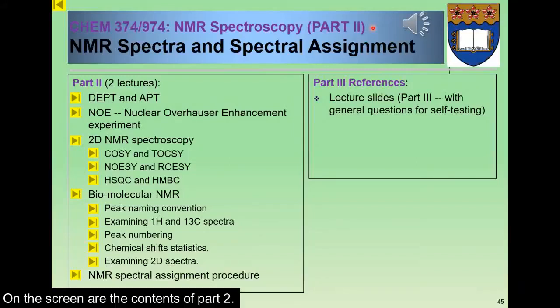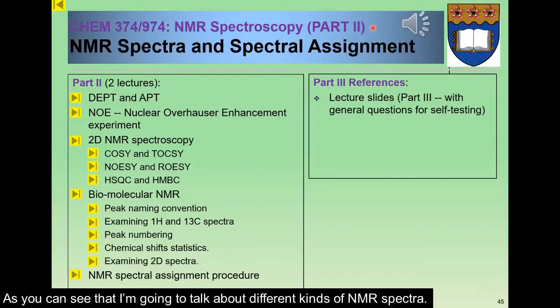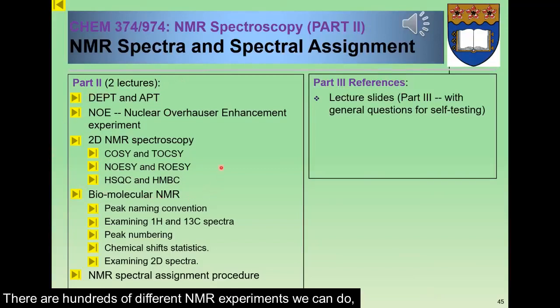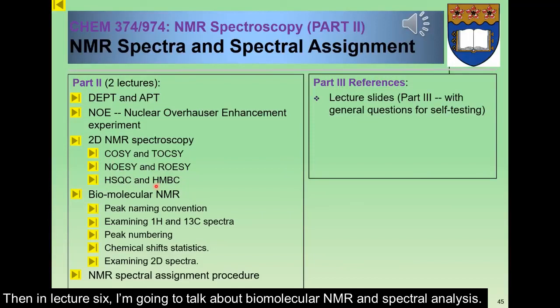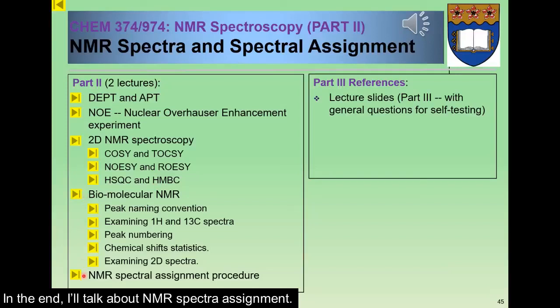On the screen are the contents of part 2. As you can see, I'm going to talk about different kinds of NMR spectra. There are hundreds of different NMR experiments we can do, but only those that are used most commonly are introduced, including DEPT, APT, COSY, TOCSY, NOESY, ROESY, HSQC, and HMBC. Then in lecture 6, I'm going to talk about biomolecular NMR and spectral analysis. In the end, I'll talk about NMR spectral assignment.